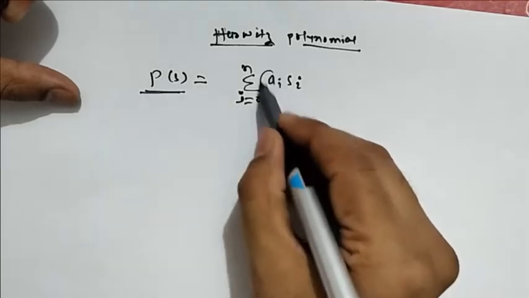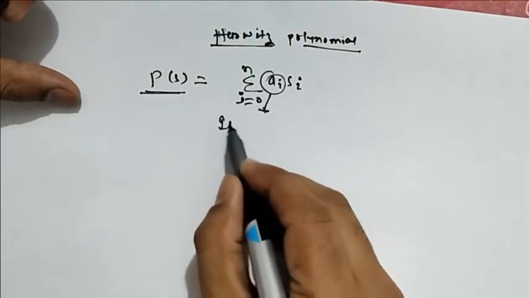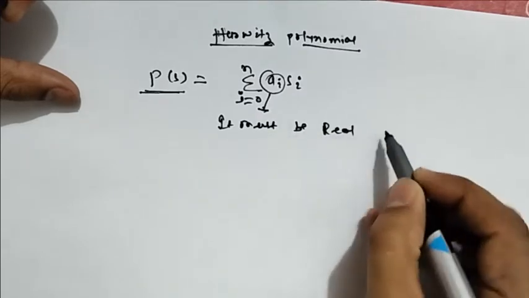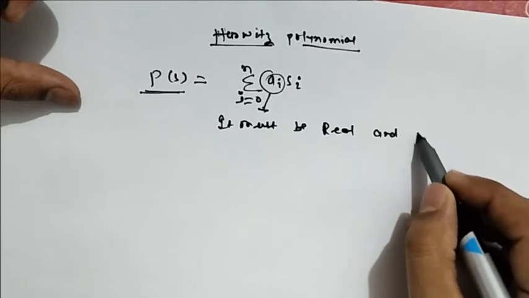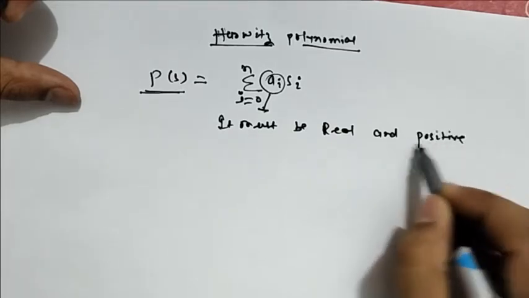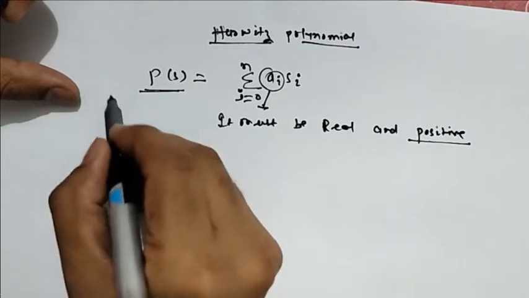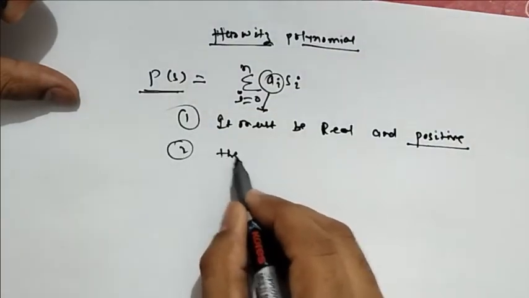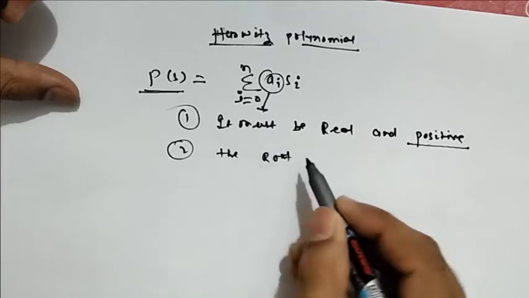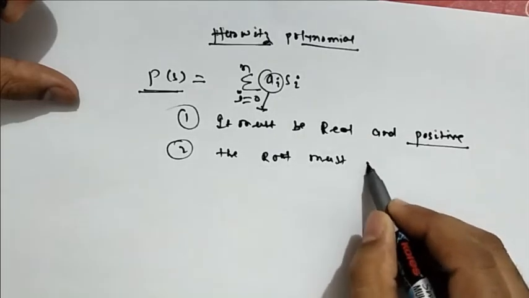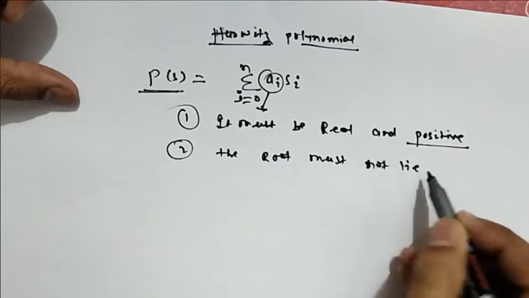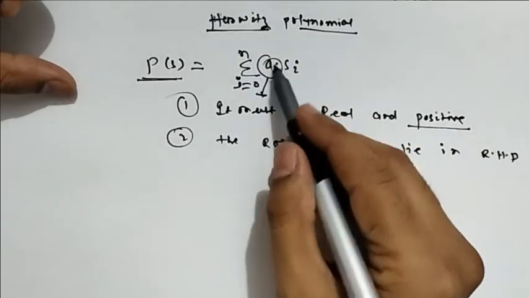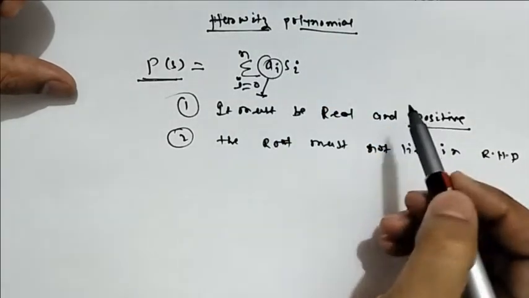The coefficients a_i must be real and positive, and this is the first point. And the second point, the roots must not lie in the right half of the plane. Now here, this a_i must be real and positive.